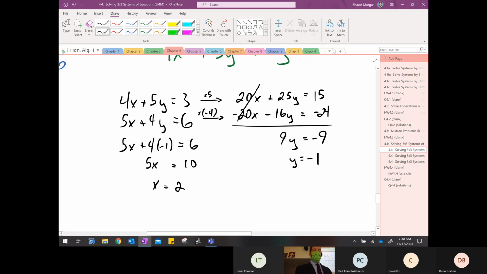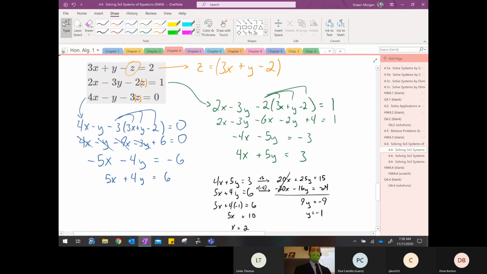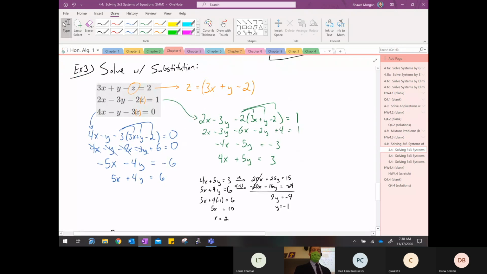X equals 2. And then once we've got both of those, that's that linchpin. Everything's just going to trickle down, fall into place now. We got x equals 2. We got y equals -1. So let's come up here and let's plug it into orange. X is 2. y is -1. So what is that? 6 minus 1 minus 2. 6 minus 1 minus 2 is 3.